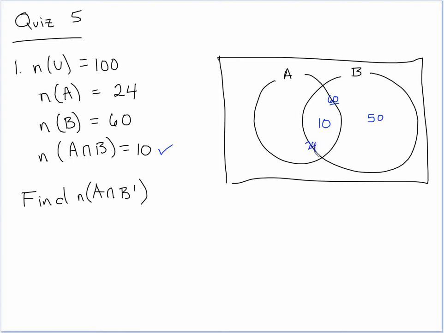The whole set A is 24. That's both these regions, so this piece should be 14. And then I use that, and I use that, and then the totality is 100. So I have 50 plus 10, that's 60. Plus 14, that's 74, and 100 minus 74 should be equal to 26 out here in the outside, in the actual universe. So then the question, the cardinality of A intersect B complement, that's the stuff that's inside A and outside B, so it's right here. That region, and your answer should be 14.